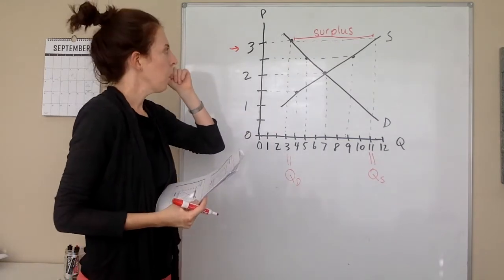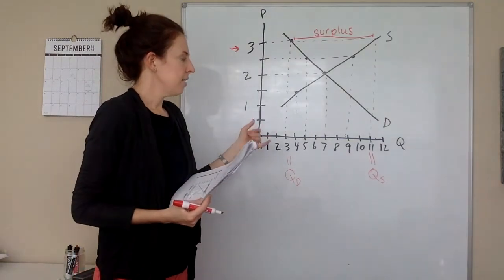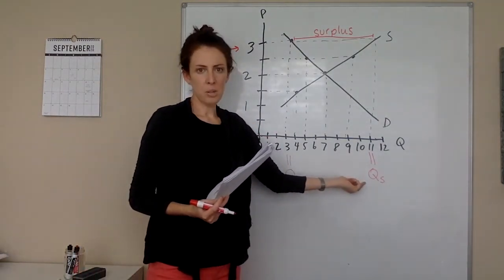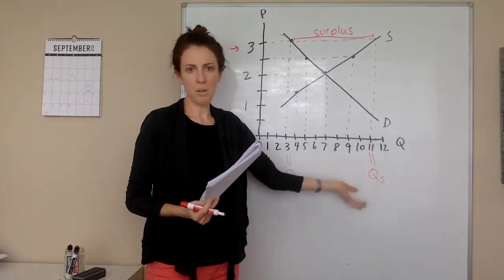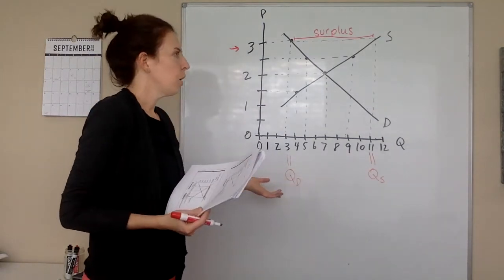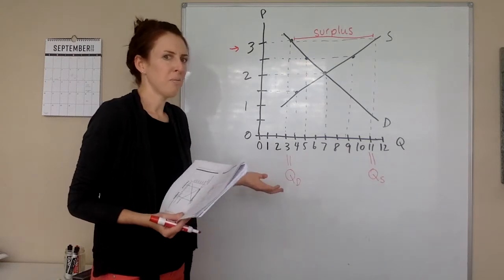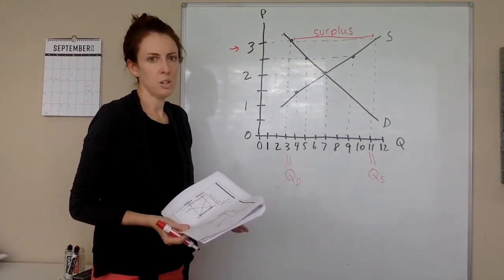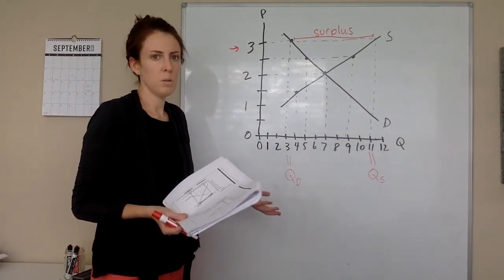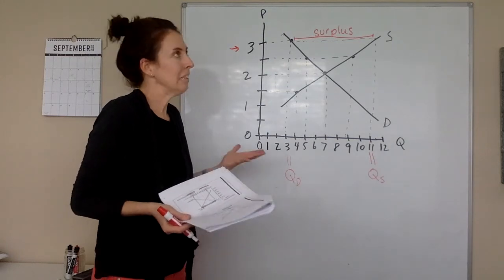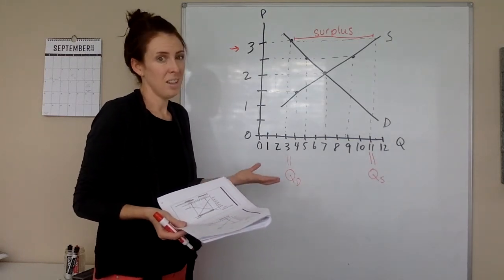If you're a seller, it's bad news to have ice cream cones on the shelf that nobody's buying. If you realize that people are put off by your high price and you've got extra ice cream cones on the shelf, what's a reasonable response? A reasonable response is: people think this is too pricey, let me lower my price.